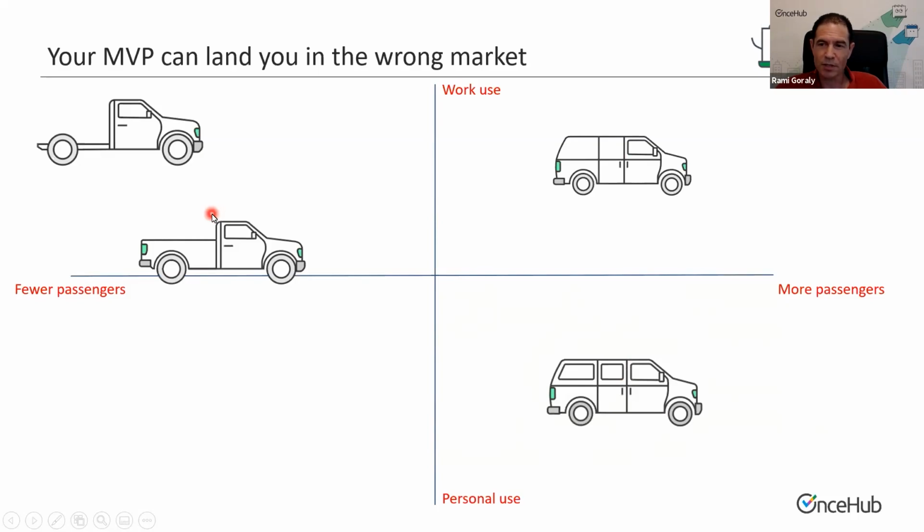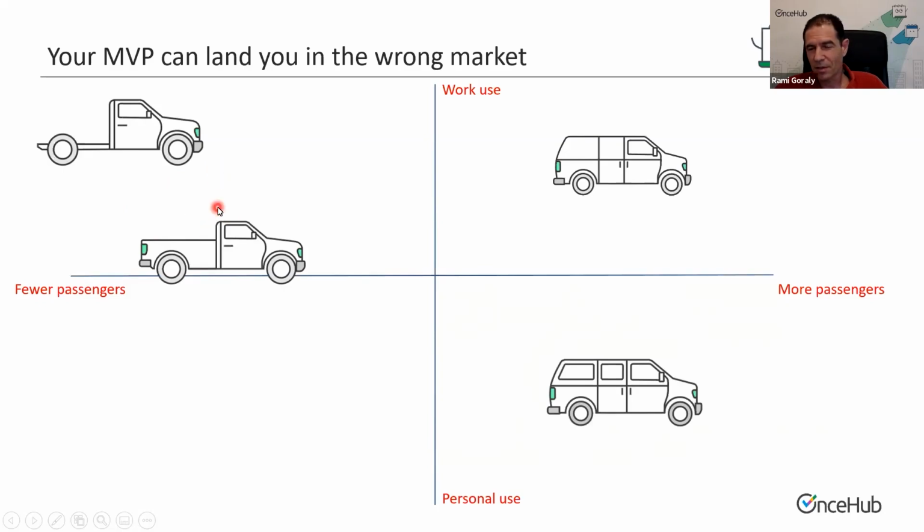And once you have a product in the market, you of course start getting feedback, and you want to listen to the market and you want to improve. So if we are in this market, we're going to get feedback around building a truck for work, and there's going to be a lot of improvement.